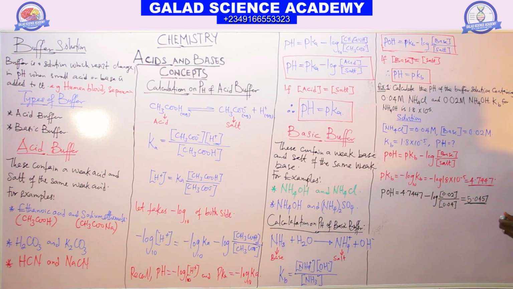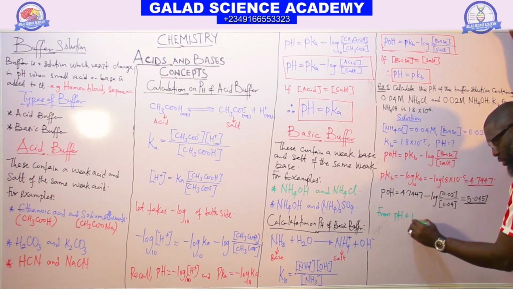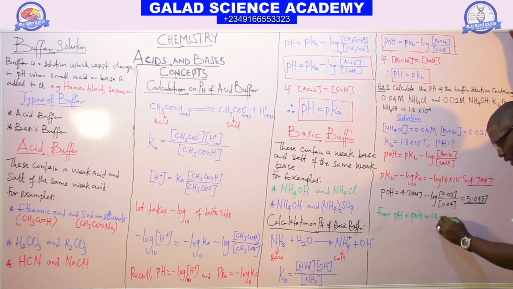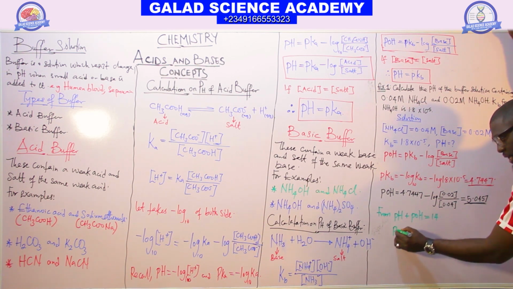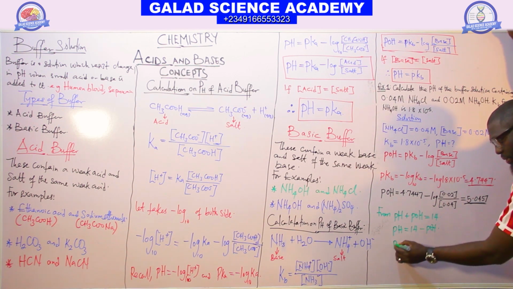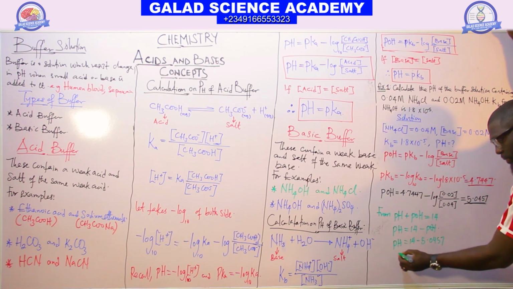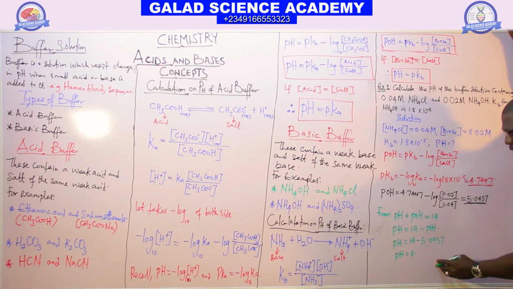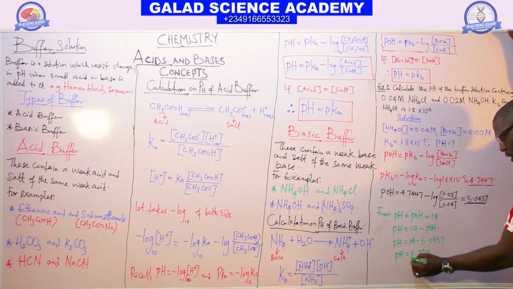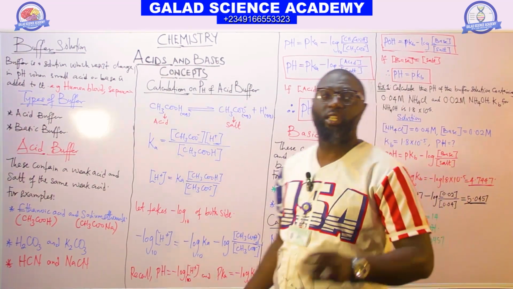So you can now say, recall that pH plus pOH is equal to 14. So from this expression, the pH is equal to 14 minus pOH. So you now have pH as 14 minus 5.0457. So the final answer, the pH will give us 8.354. That's the pH of the buffer solution.